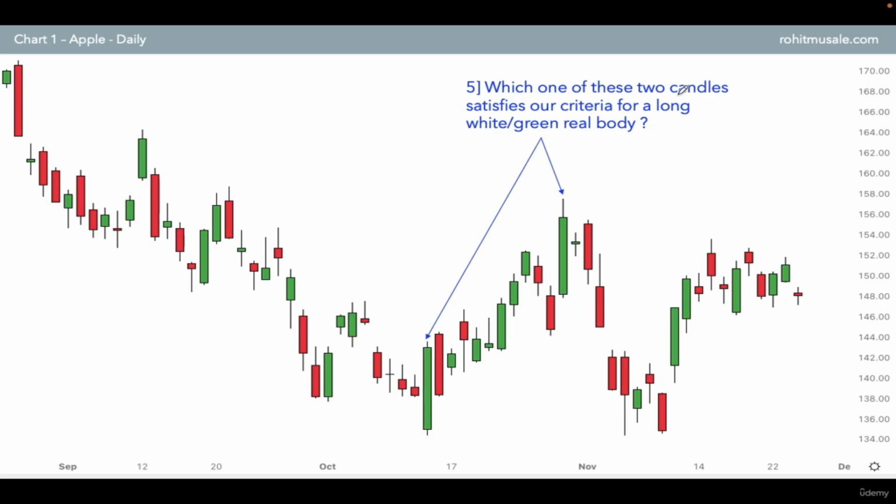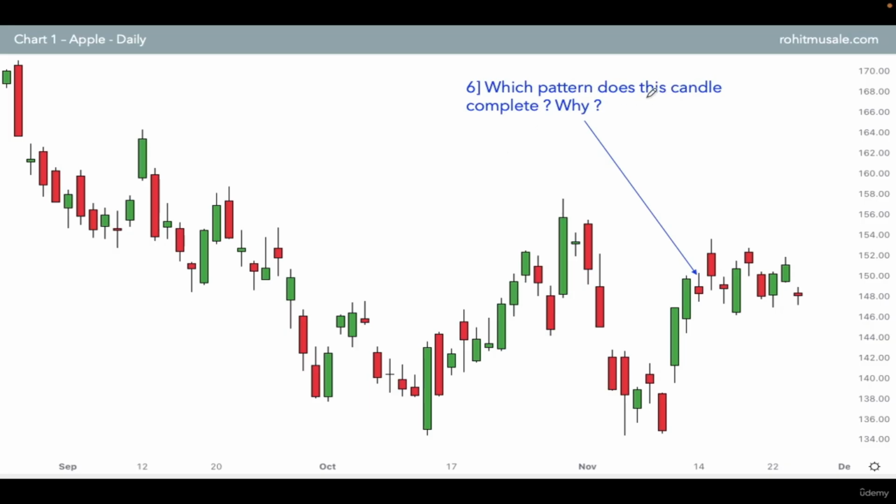Number 5, which one of these 2 candles satisfies our criteria for a long white or green real body? I would say this candle comes close. What is the criteria for a long green real body? The criteria is it should open near the low and close near the high. In this case, because of this upper shadow, it doesn't satisfy that criteria.